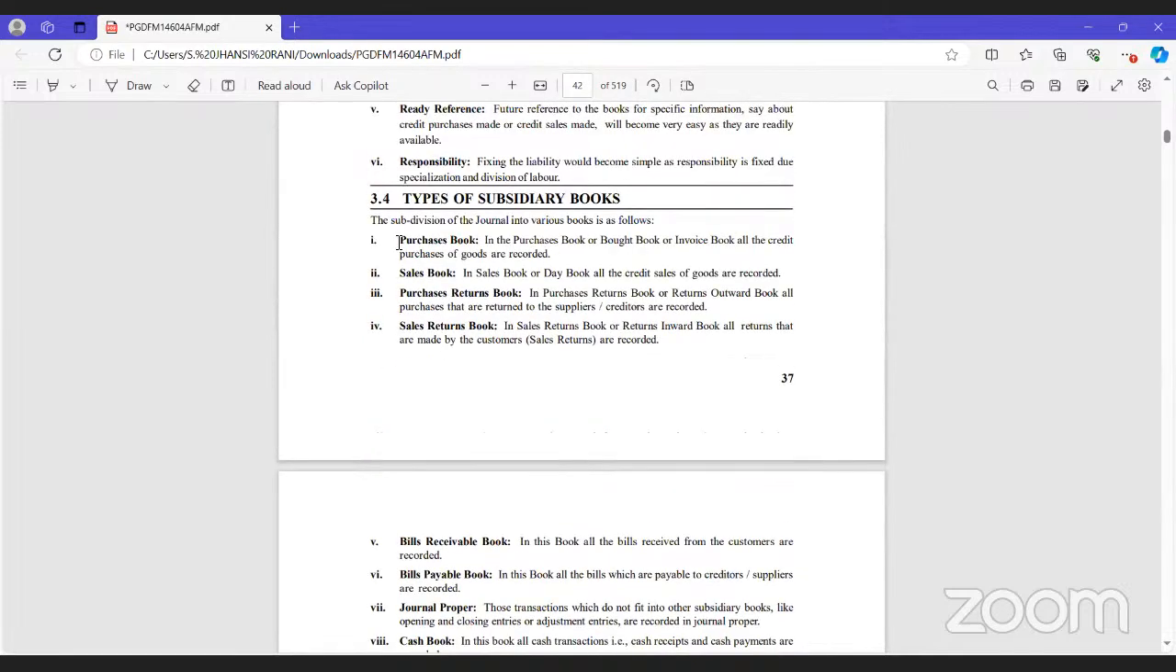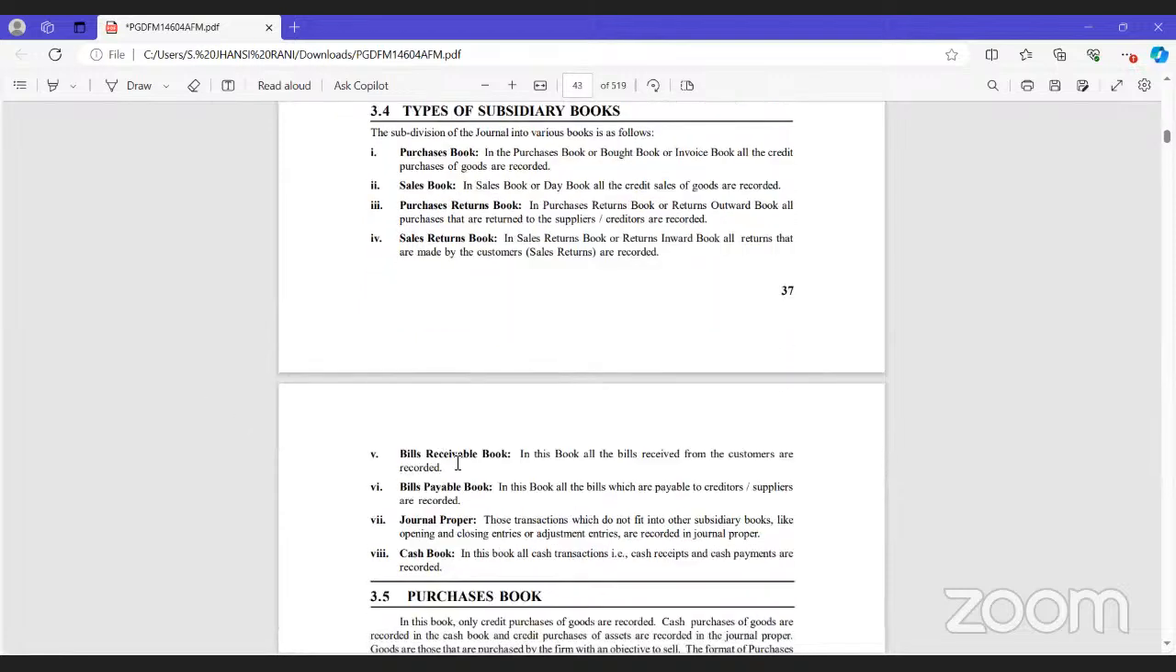Just look at your purchase book, sales book, purchase returns book, sales returns book, bills receivable book, and bills payable book, and even the cash book also. Here in purchase book, sales book, purchase return, sales returns, we write only credit transactions. Whenever you are purchasing from a supplier on credit basis, that will be recorded in the purchase book. Whatever we are selling to the customers on credit will be written in the sales book.